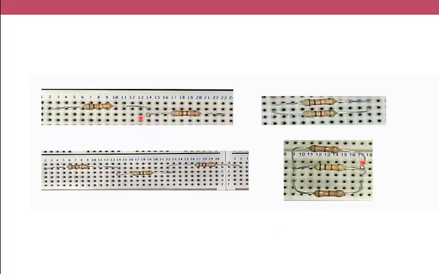This is another example. Here we have a connection in series. The first resistance is connected in series with the second resistance. Here we also have a series connection but with three resistances. On the other hand, here two resistors are connected in parallel, and here three resistors are connected in parallel. You may notice that these 5 pins are connected together. These 5 pins are connected together.